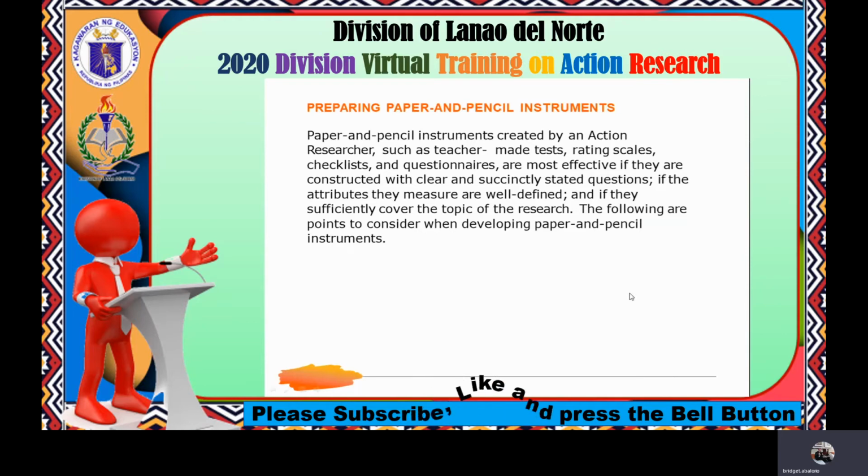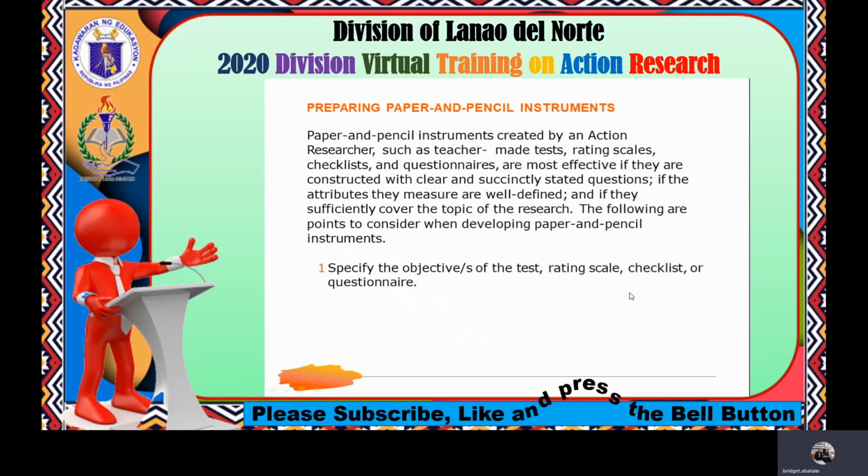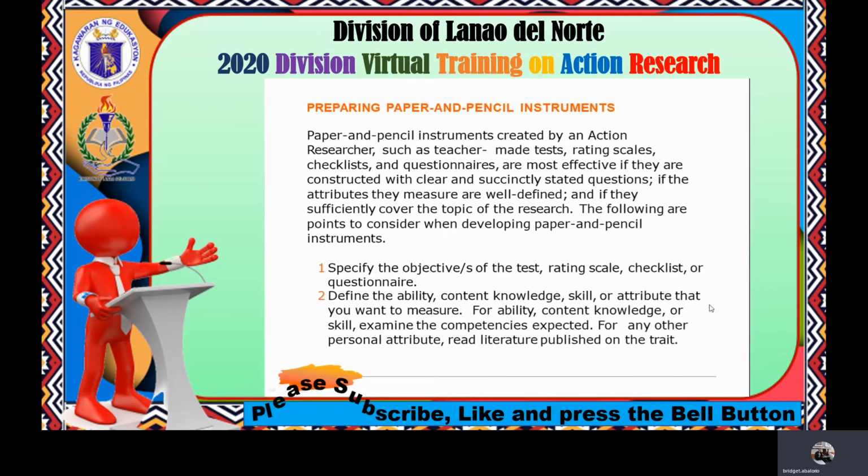The following are points to consider when developing paper and pencil instruments. The first one is specify the objective or objectives of the test, rating scale, checklist, or questionnaire. Mao ni ang pinaka-first. I-identify gid nimo unsa man ang akong target objective ani nga test, ani nga checklist, ani nga questionnaire. Pinakauna gid nga mag-specify ta sa mga objectives.